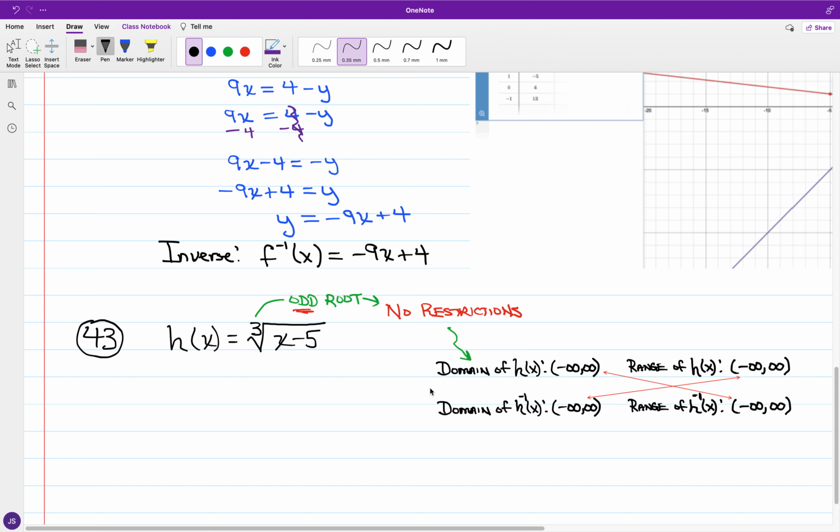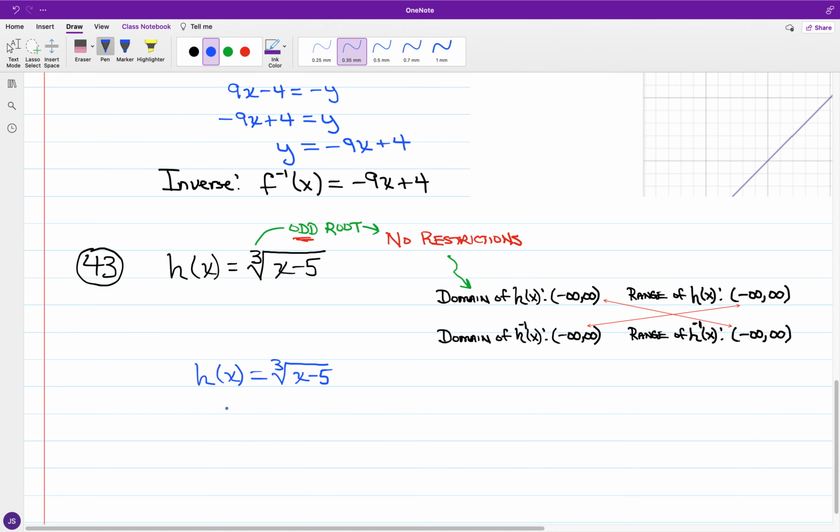Now, in looking for the inverse, we have, starting out, h of x is equal to the cubic root of x minus 5. Again, we're putting this in x, y coordinate system terms, so h of x is y, and we have y is equal to the cubic root of x minus 5. Again, setting the stage in the determination of the inverse.